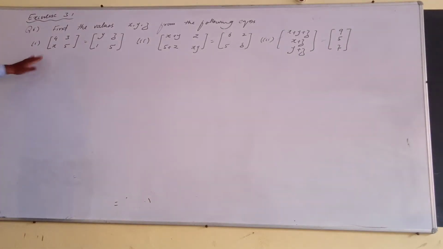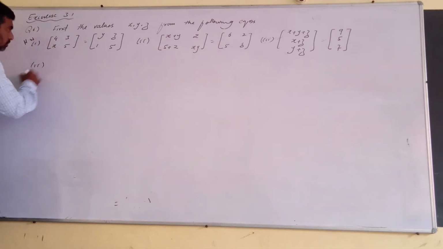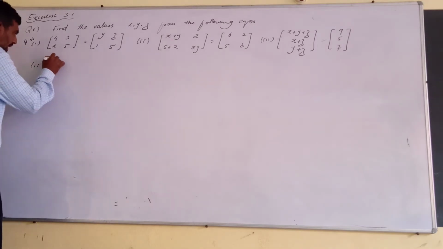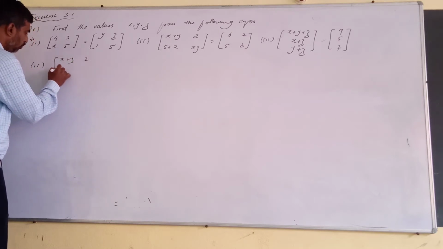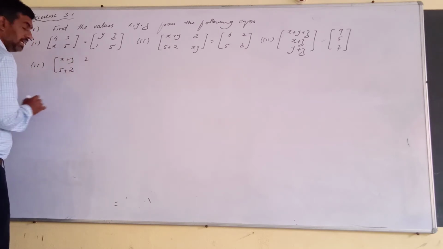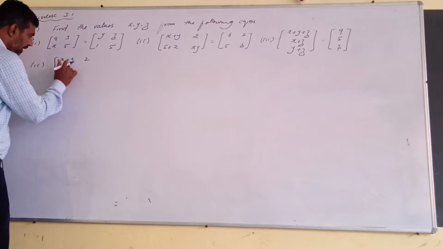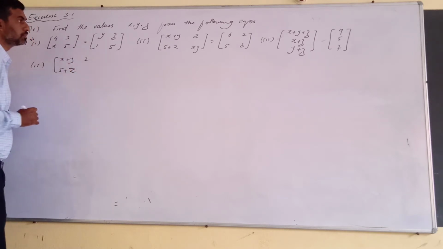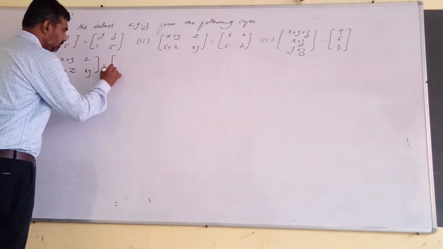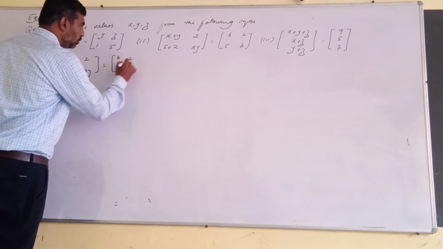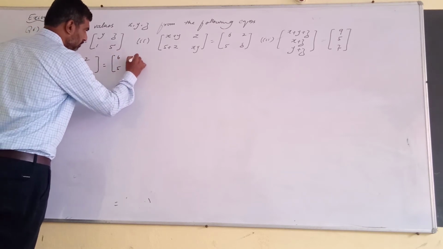First, question number 1 will be homework. Very simple. Second one I will do. Now, for the second one, I will write the matrix first: x plus y, 2, 5 plus z, x y is equal to 6, 2, 5, 8.